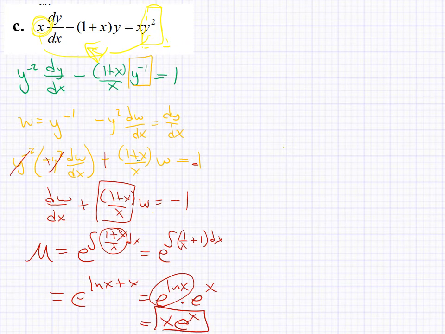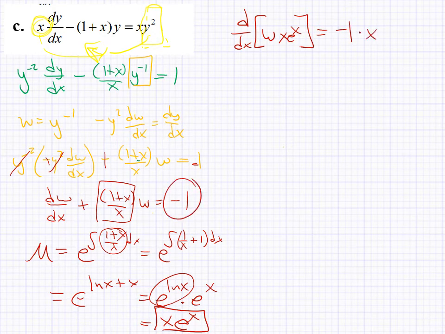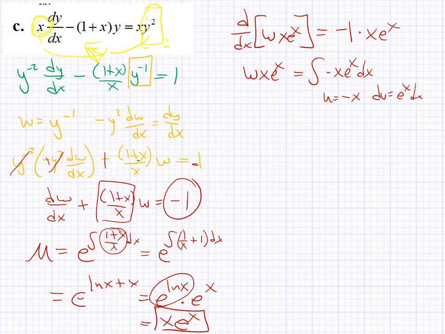So once we have our mu, we jump to our linear steps. So we get d dx of w times mu equals f of x, which in this case is negative 1, times mu. So now we've got to integrate. So we're going to have w x e to the x equals the integral of negative x e to the x dx. In order to do that integral, we need to do by parts. So u would be negative x, dv would be e to the x dx. So du would be negative dx, and v would be e to the x again.